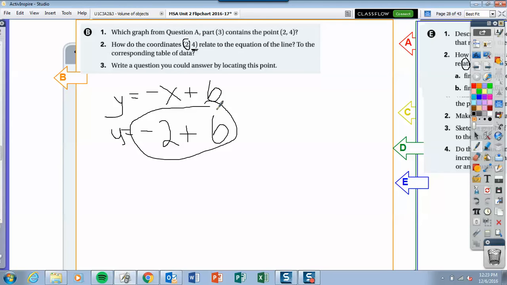Write a question you can answer by locating this point. I'm going to let you guys do that one because there's going to be a lot of variation there.